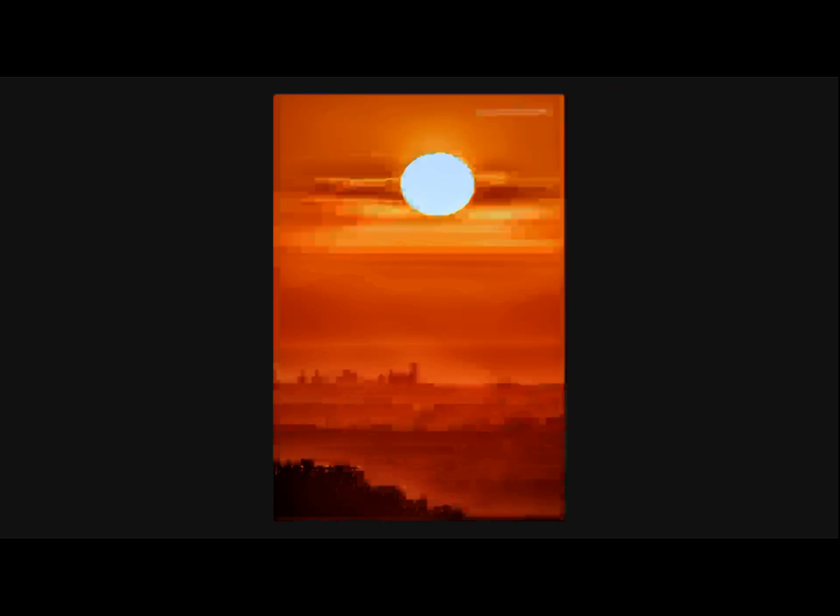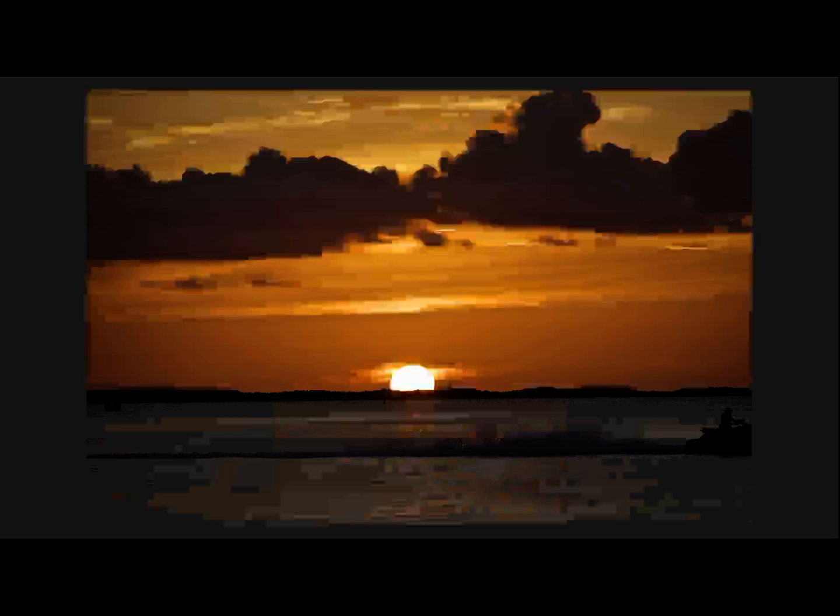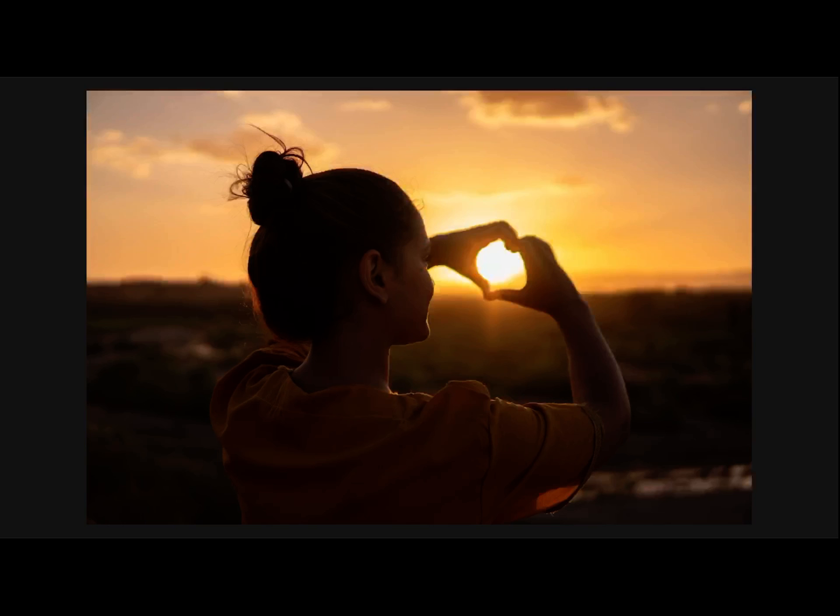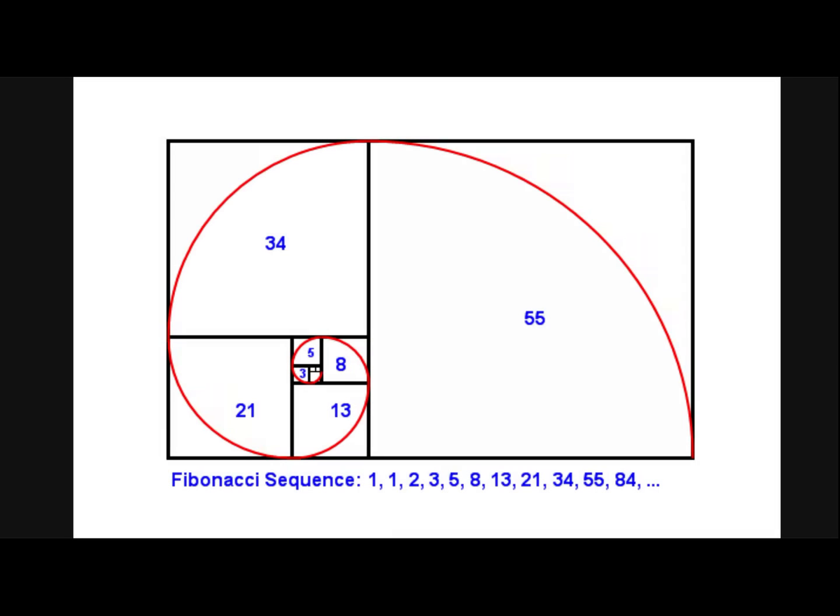Now, this is a great picture of a sunset, and so is this, but there's just something a little bit better about this picture, because right where the ball of sun is, where she's making the heart shape with her hands, is exactly the correct ratio. Now, let me explain. So the Fibonacci sequence, I don't know if you can see the pattern there, but 1, 1, 2, 3, 5, 8, 13, 21, 34, 55, 84, etc., follows a very specific pattern.